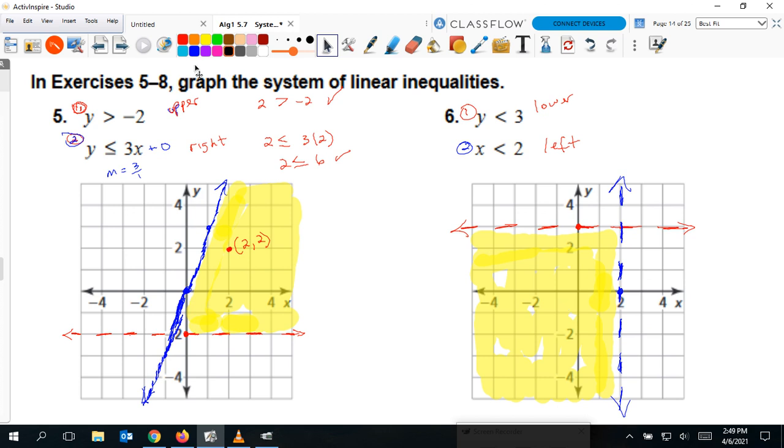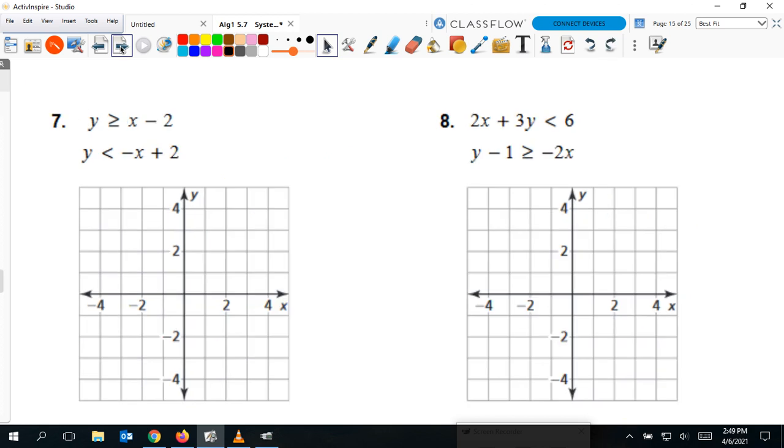All right, let's move on to our next two problems. So now we're on page 166. So you want to turn the page. At the top, number 7, number 8. I'll go ahead and do number 8, and you guys can come back and do number 7.